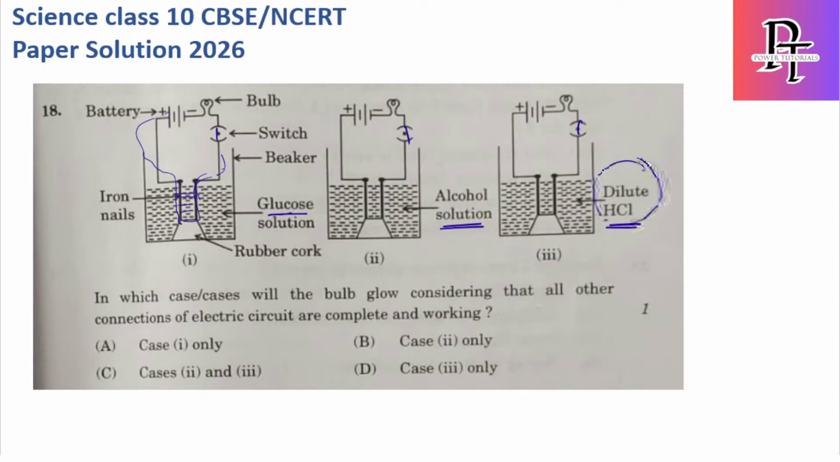Dilute HCl, yes, this is correct. Why? Because it has active ions, which are H plus and Cl minus. This way the free ions will pass through it and the bulb will glow. So the answer is D, which is only case 3.